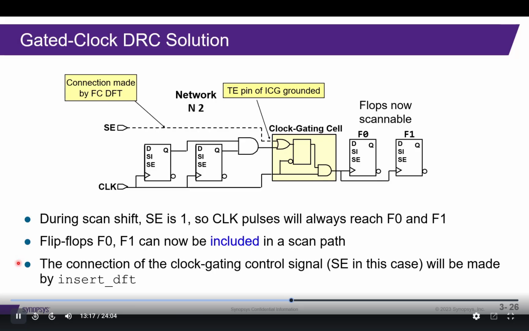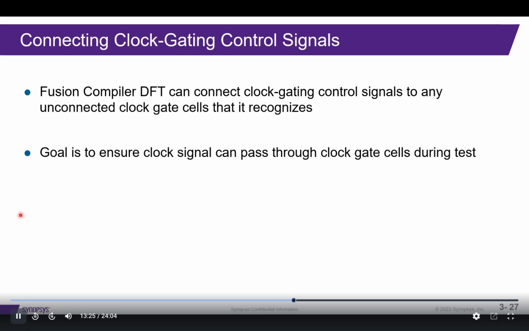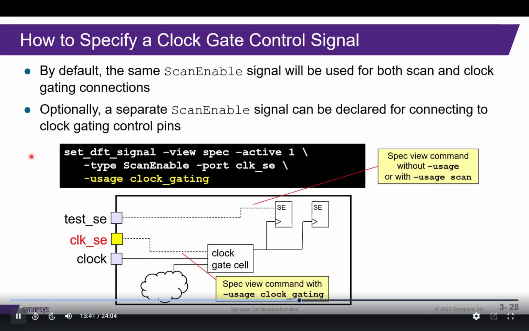The connection of the clock gating control signal will be made by insert DFT. Fusion Compiler DFT can connect clock gating control signals to any unconnected clock gating cells that it recognizes. The main goal is to ensure that the clock signal can pass through the clock gate cells during test. By default, the same scan enable signal will be used for both scan and clock gating connections. However, you can optionally define a separate scan enable signal that should be used to connect to clock gating control pins. Use the set DFT signal -type scan enable -usage clock gating to specify the signal that you would like to use to connect clock gating cells.